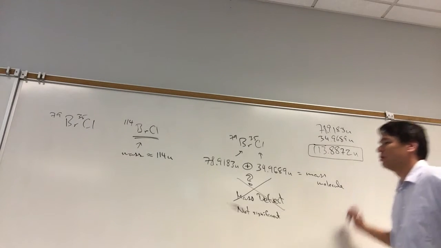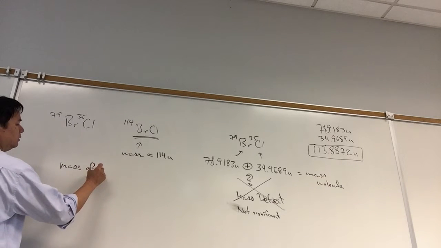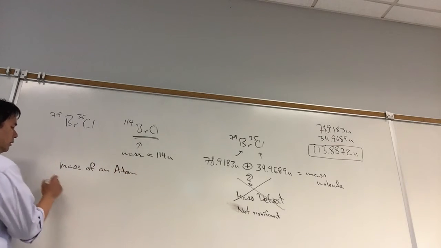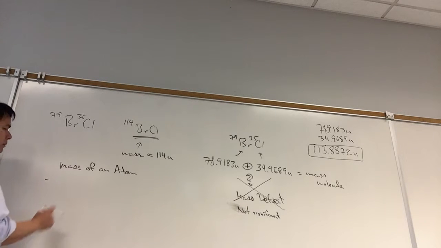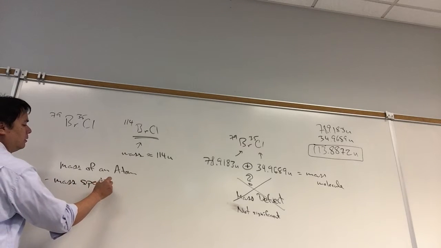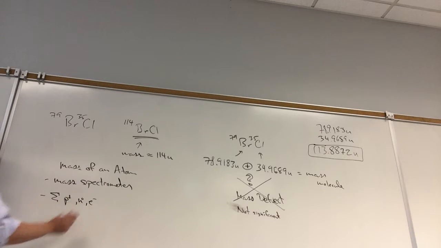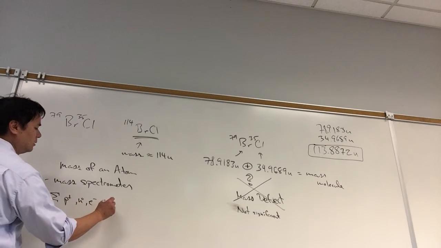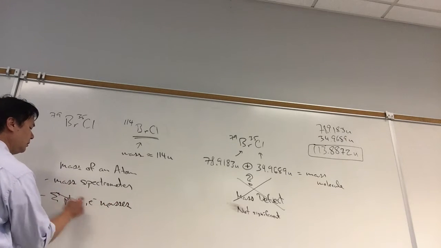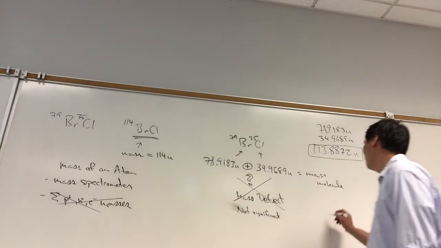Okay, so we have two choices. When we're looking at a mass of an atom, we only have pretty much one choice experimentally, and that's the mass spectrometer. Can we sum up the mass of the protons, neutrons, and electrons? Can we sum up those masses? No. Why? Mass defect.